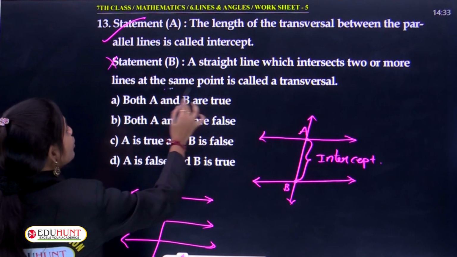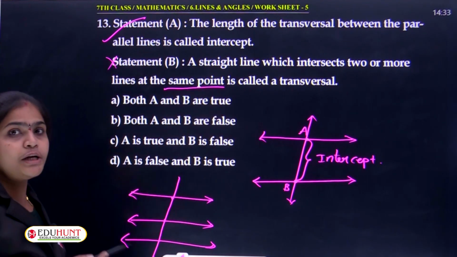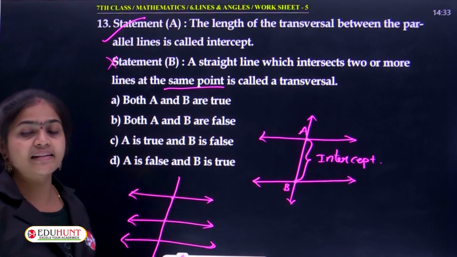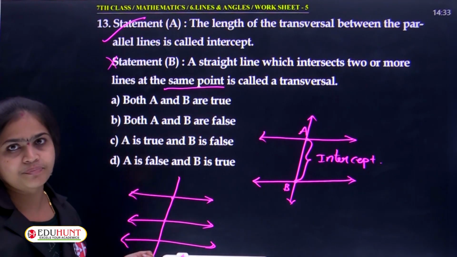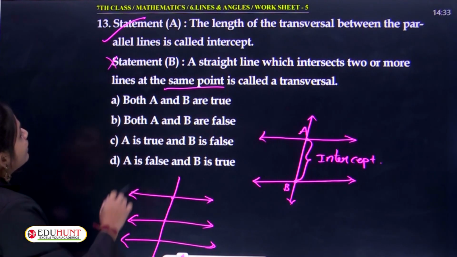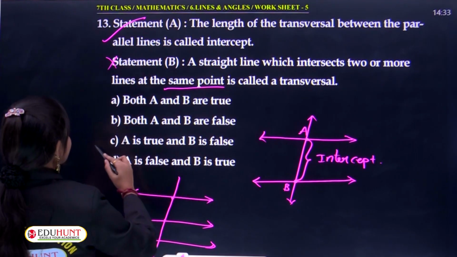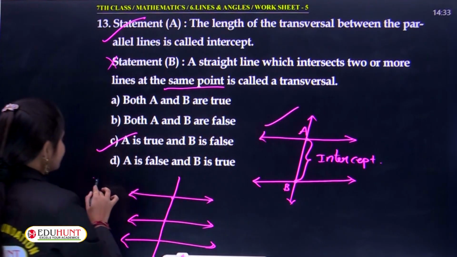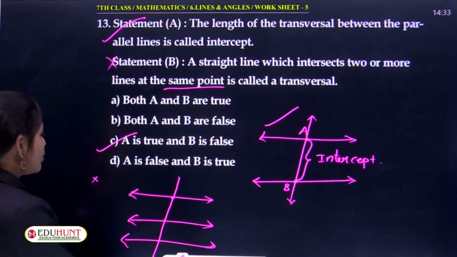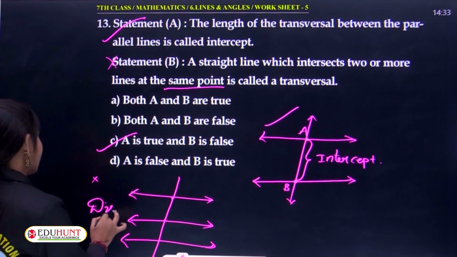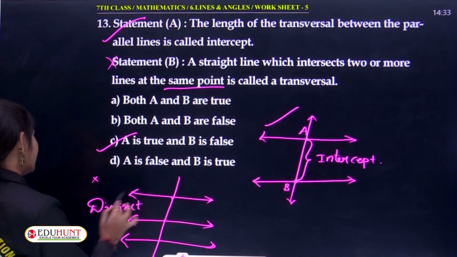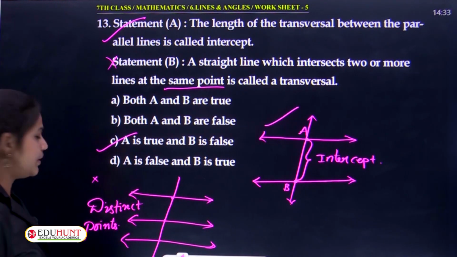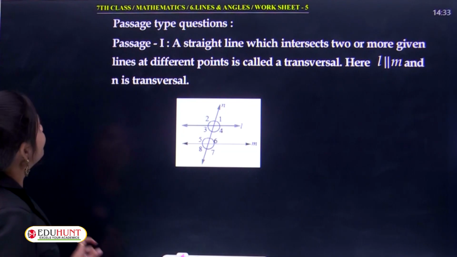Why? Because it is not at the same point, but at different points. A line that intersects at distinct points is called a transversal. That is why statement A is correct and B is false. At the same point means wrong; here it is distinct points, not the same point. Okay? Yes.